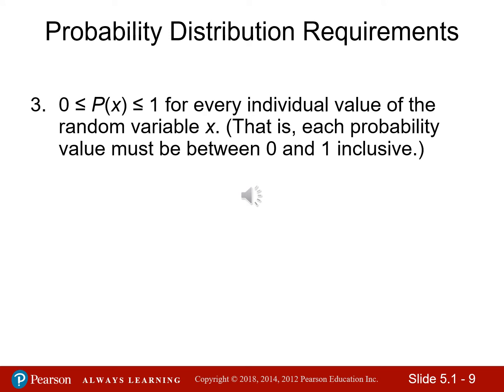The third requirement is that every probability of x will be between 0 and 1. That is to say, 0 is less than or equal to the probability of x is less than or equal to 1 for every individual value of the random variable x.